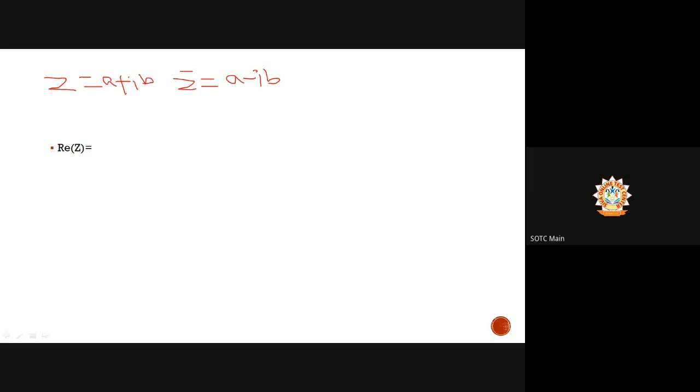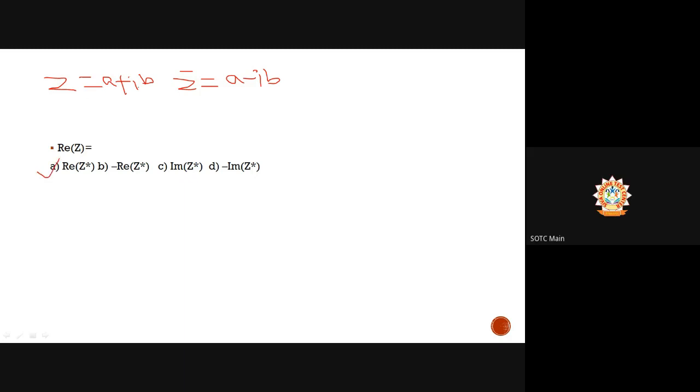Real of z is equal to, see the options. Can you see the question here? Real of z is equal to real of z bar, or minus real of z bar, or imaginary of z, or minus imaginary of z. Which option is correct? Option A. Yes, option A is very good.